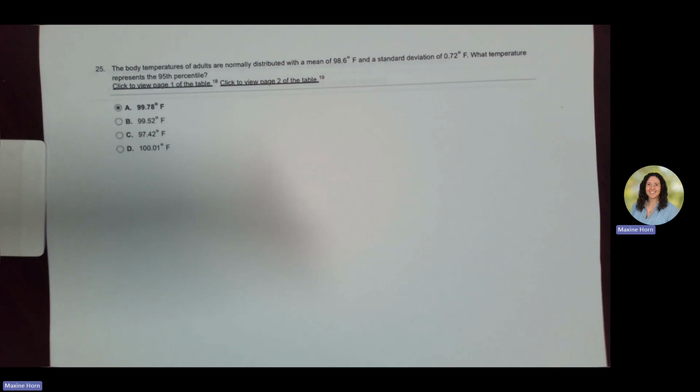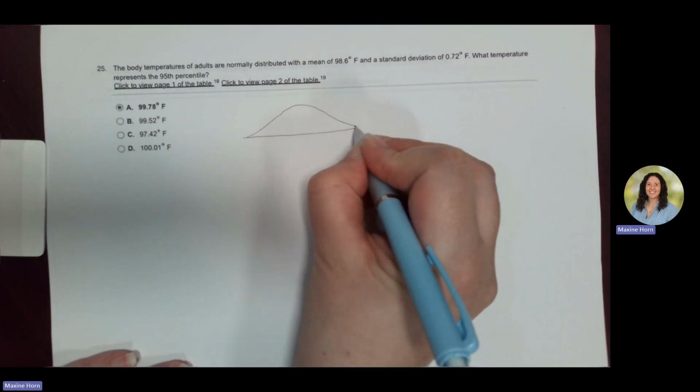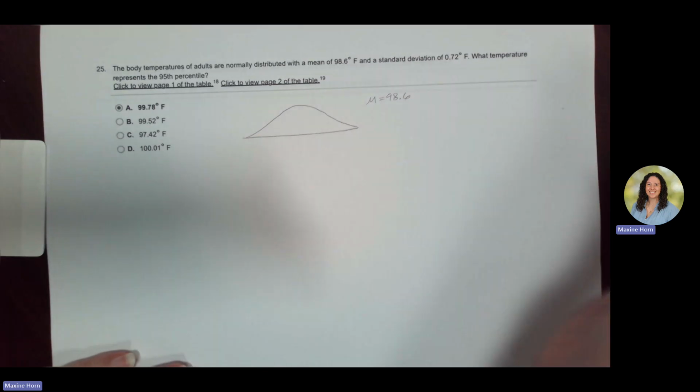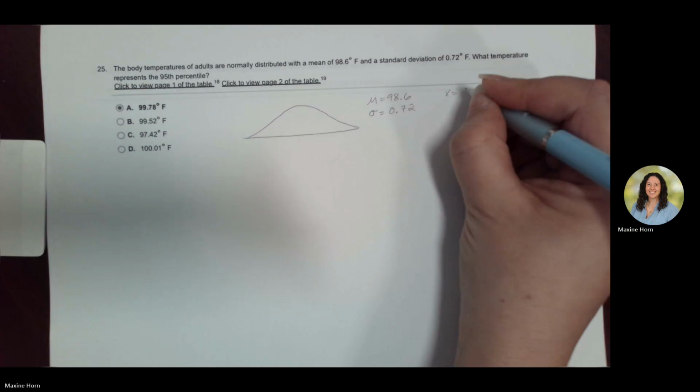All right. So, a slightly different type of problem here. The body temperatures of adults are normally distributed, with a mean of 98.6 and a standard deviation of 0.72 degrees Fahrenheit. Those are both in degrees Fahrenheit. What temperature represents the 95th percentile? So they're asking for an X value. They're not asking for a z-score, they're asking for an X value.